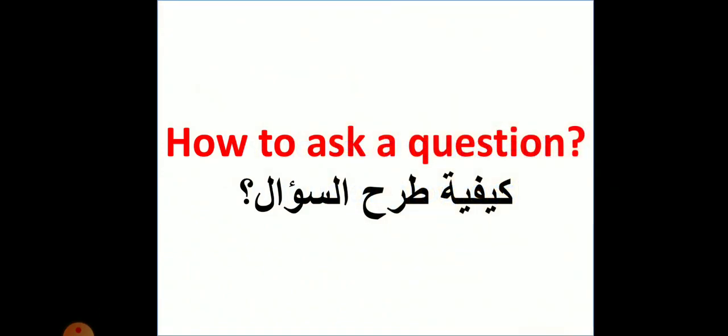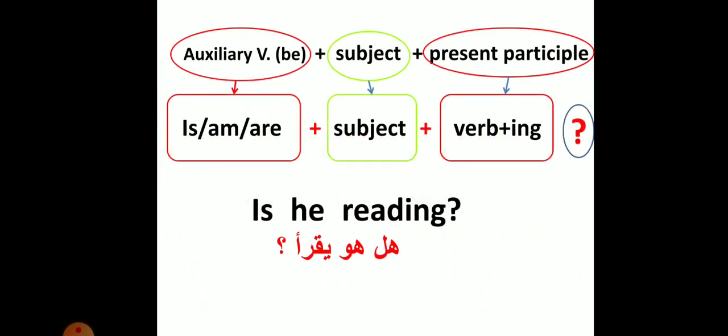How to ask a question. Let's see. The interrogative form is the auxiliary verb to be, is or are, plus subject, plus present participle, plus, of course, question mark. Okay, so here is an example. Is he reading? So we move the auxiliary verb to the front, and then we put the subject. Is he reading?